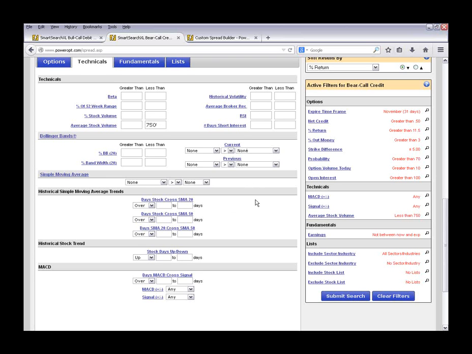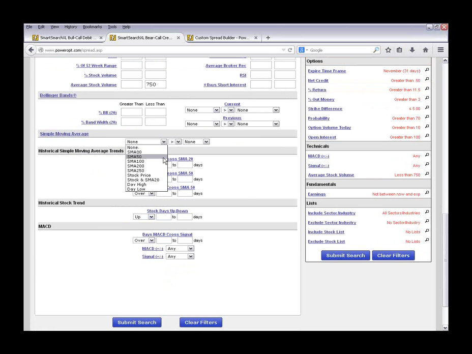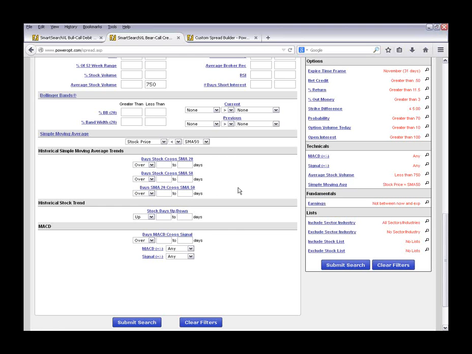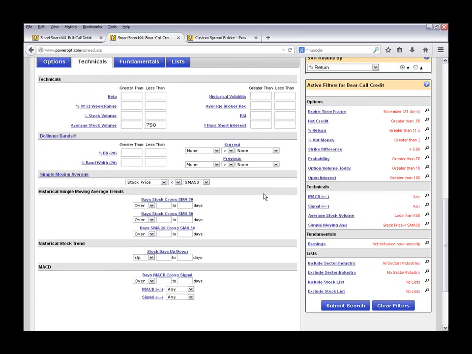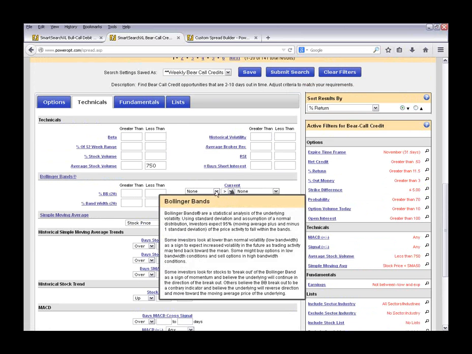We might use RSI as well, but in this case we're going to use a simple moving average. I'm going to look for a stock price to start off with that's less than the SMA 50. We're going to look for stocks that are trading in a downtrend. So I'm just going to use that as a starting point. We could also use things such as broker recommendation, but we're just going to start off with that.